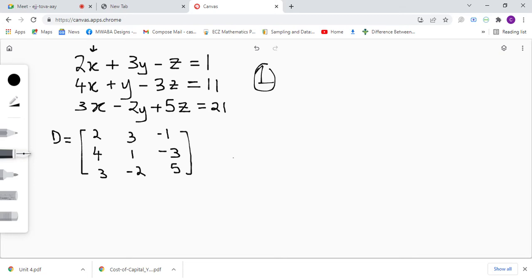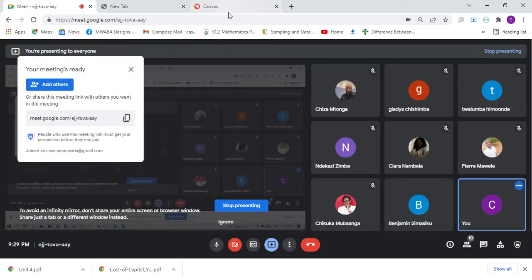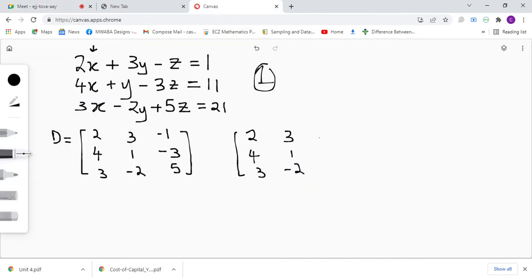Right, so we're going to write this matrix again 3 times, two more times. So we'll say 2, 4, 3, and 3. We have -1, -3, 5.